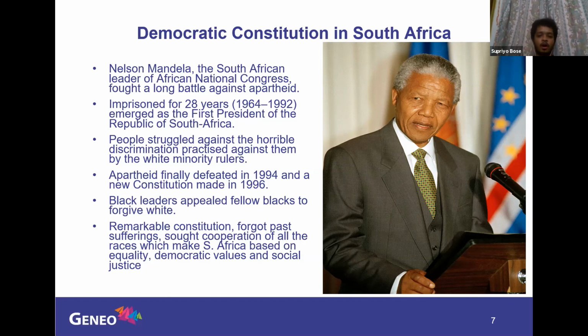Remarkable constitution forgot past sufferings, sought cooperation of all the races, which makes South Africa based on equality, democratic and social justice. देखो, बहुत सारे प्रॉब्लम्स तो थे अफ्रीका में. जो गोरे लोग थे वो काले लोगों के ऊपर बहुत सारे टॉर्मेंट्स किए थे, एट्रोसिटीज किए थे, सारी चीजें किए थे. पर जब नई कॉन्स्टिट्यूशन बनी, साउथ अफ्रीका नई तरह से बना, तो the black people decided to forgive the white people. They decided not to take any kind of revenge. बदला लेने की कोशिश नहीं की ये काले लोग. ये कहा कि dear South Africans, maybe we are white, maybe we are black, maybe we come from different races, but we are human beings and we should treat every human being like human beings. Clear?